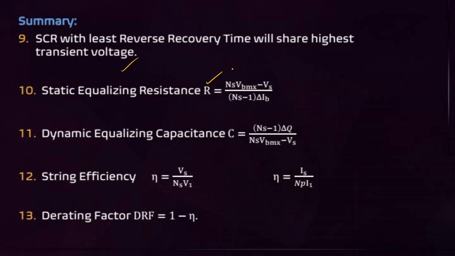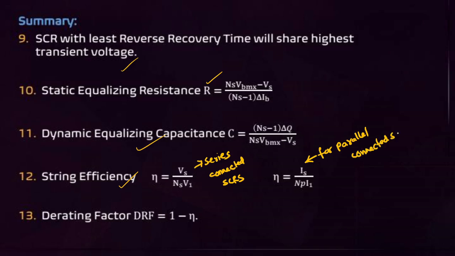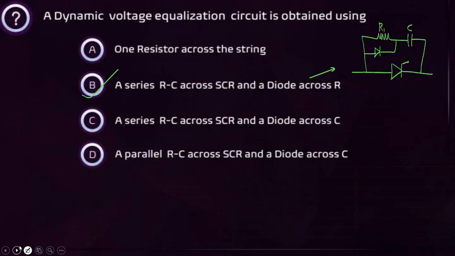Static equalizing resistance formula, dynamic equalizing capacitance formula, string efficiency for series connected SCR. This is for series connected SCR, and this is for parallel connected SCR. String efficiency for parallel connected. And this is the formula for the derating factor that you have to consider.